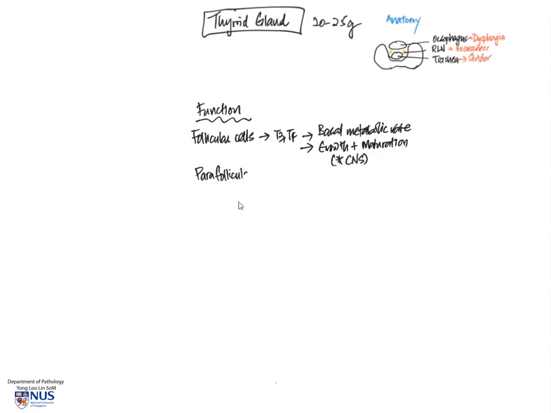The other cell type in the thyroid gland is a much smaller population of parafollicular C cells, which produce calcitonin, and this contributes in part to calcium metabolism, but not as much as parathyroid hormone.